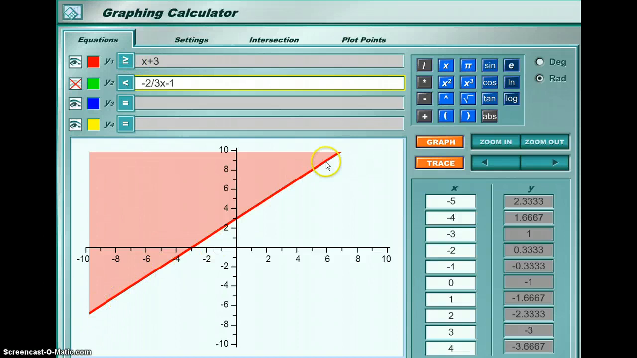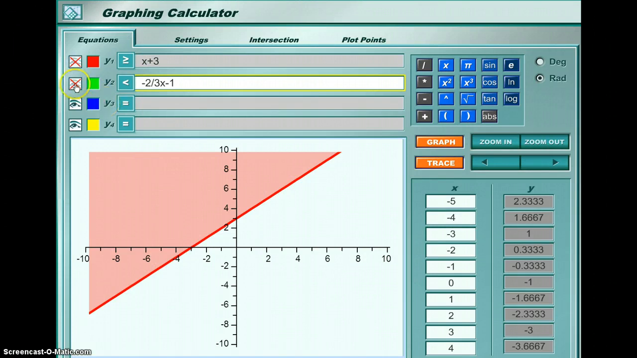It's a thick line because the inequality is greater than or equal. The thick red line is the line that you can make from the equation y equals x plus 3. Now why did they shade everything above? Because that's what it says here. You want all the y values greater than or equal to x plus 3, which means above the line. That's why everything is shaded above.